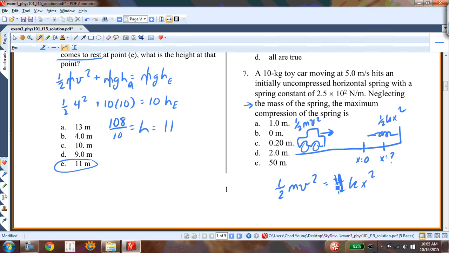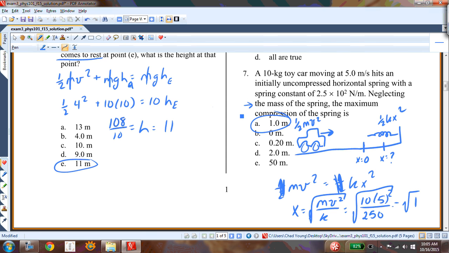I can get rid of the halves, they just cancel out. And then I'm looking for x. It's going to be mv squared over k. Square root of that, that's 10 times 25 divided by k, which is 250. Square root of that, that's 250 over 250, square root of 1, which is 1 meter. So 7 is A.